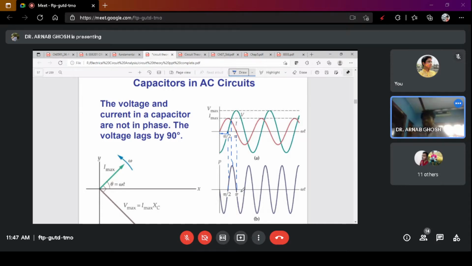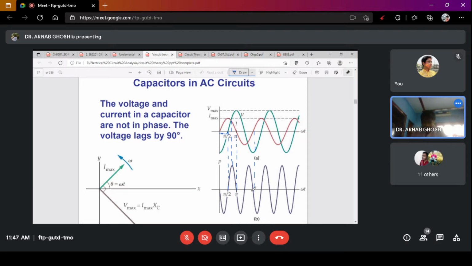Am I clear? See, let's talk about the current curve. This is one complete wave of the current curve, from here to here. So in this time period you have only one complete wave of current, but you have two complete waves of the power. So the frequency of the power is double that of the current curve or the voltage curve.